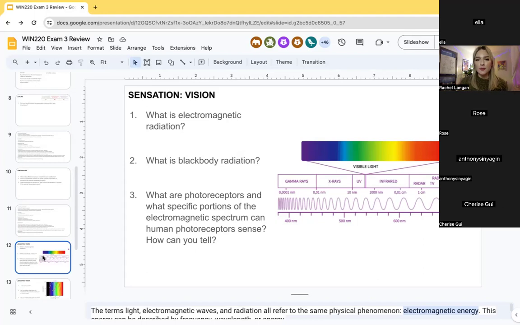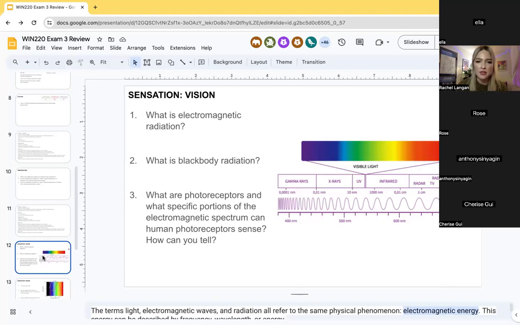The reason why we can see that specific range of electromagnetic radiation is just because of the photoreceptors that we have. If we had different photoreceptors with other properties, we would be able to see maybe other wavelengths of electromagnetic radiation. And in fact, there are other animals that can see a different range of wavelengths, right? Bees can see in the UV range, and there are snakes that can see in the infrared range.